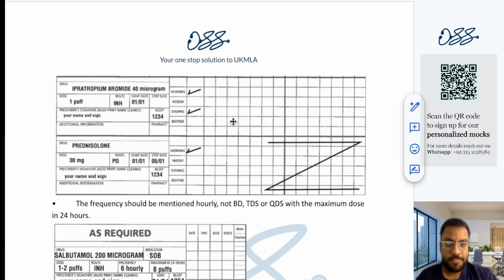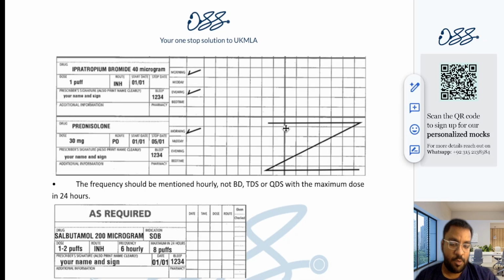Let's say you want to prescribe a regular medication for just 5 days. What you're going to do is leave 5 boxes and then put a dash or a slash on the other days so that it doesn't get continued. For example, you can see in this regular medication section that ipratropium bromide has been started on the 1st of January.